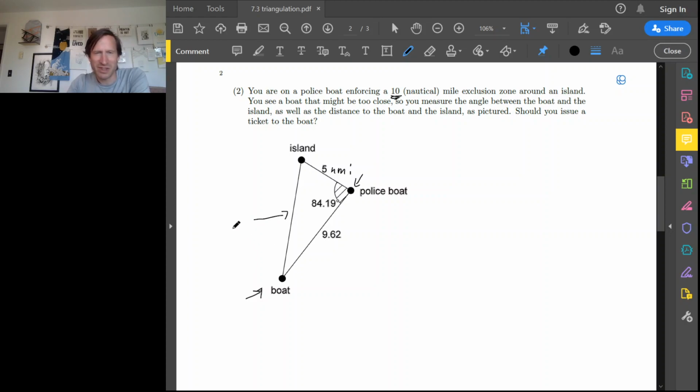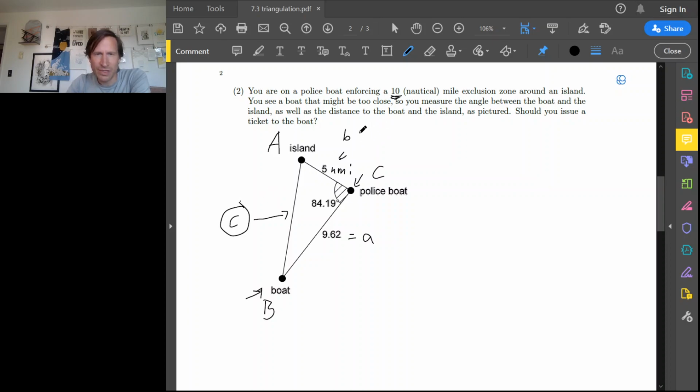So why don't we name everything? Let's call this side little c, and that angle capital C. We can call the boat B, and little b is up here. And then this side would be little a, and this angle at the island would be capital A. Okay, so in this whole thing, what we really want to figure out is C. We need to know, is C bigger than 10 or less than 10?